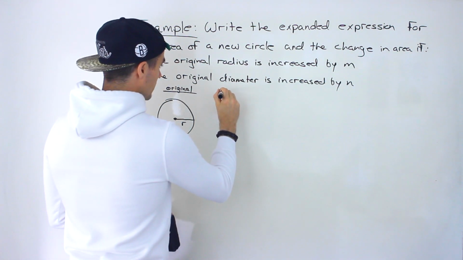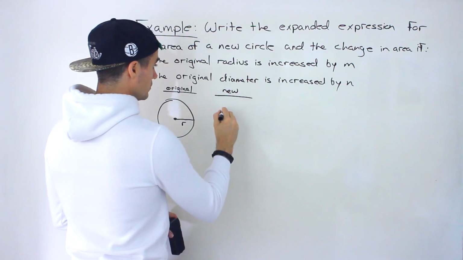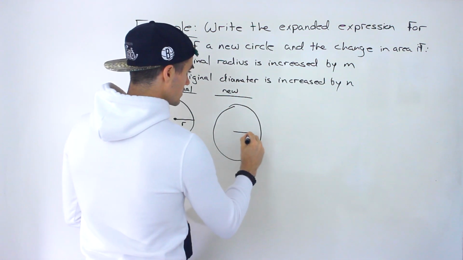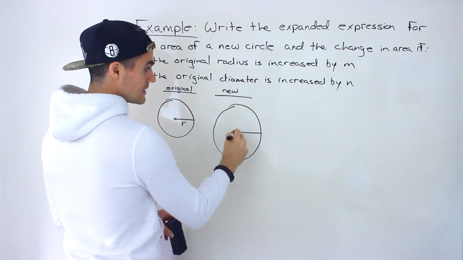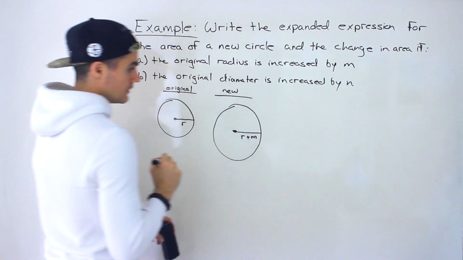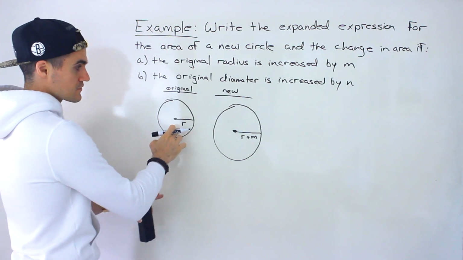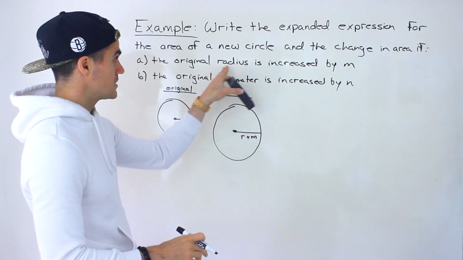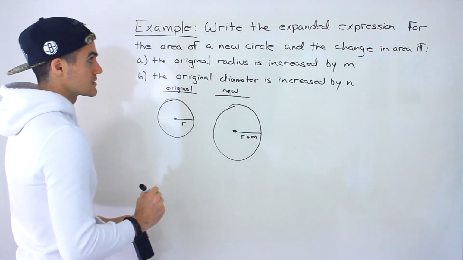Well, what we're told is going to happen is we're going to end up with a new circle because we're going to take that radius and increase it by m. So now the radius of this new circle is going to be r plus m, like that. So the original circle has a radius of r, the new circle has a radius of r plus m. We're increasing the original radius by m units.